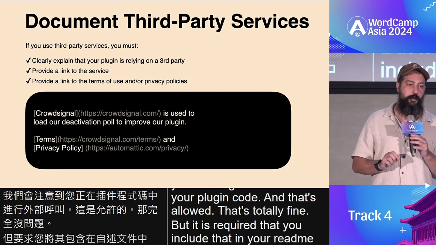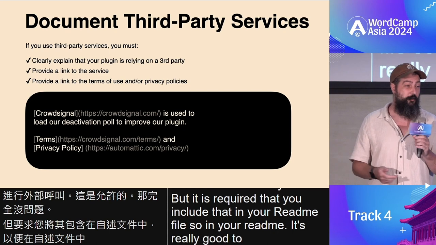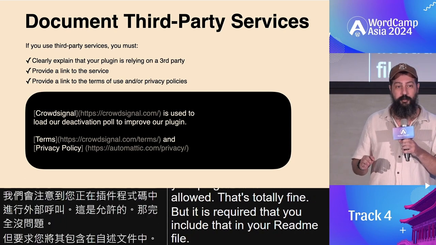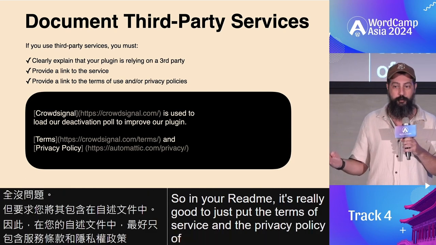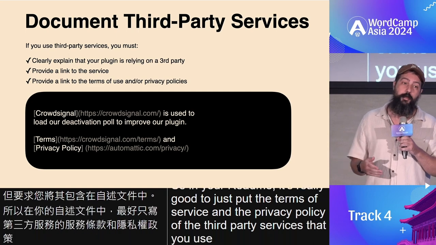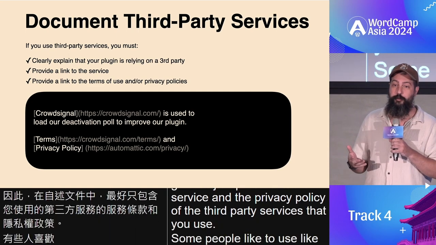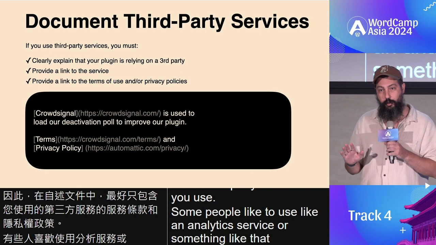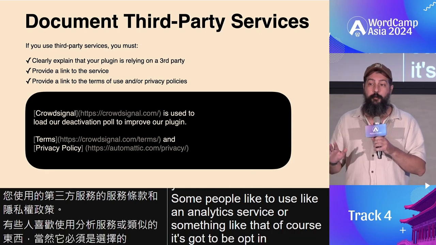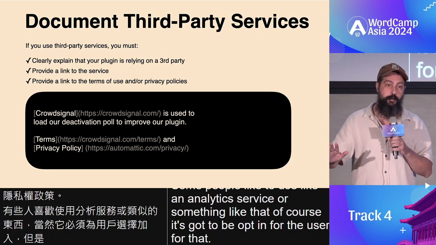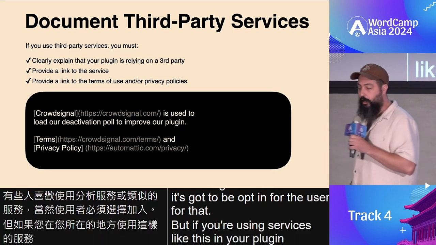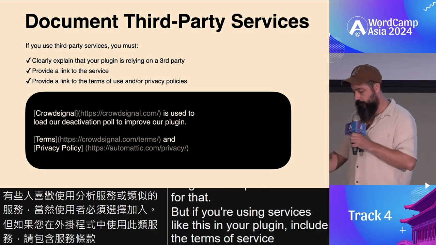And that's allowed, that's totally fine, but it is required that you include that in your README file. So in your README, it's really good to just put the terms of service and the privacy policy of the third-party services that you use. Some people like to use an analytics service or something like that. Of course, it's got to be opt-in for the user for that. But if you're using services like this in your plugin, include the terms of service and privacy policy.